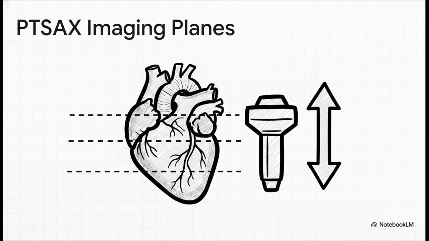Now, here is a massive practical tip for when you're actually out on the wards. Simply tilting the probe isn't always going to cut it. Movement across several intercostal spaces, literally sliding the probe physically up or down a rib space, might be totally necessary to capture all 4 of these short axis planes perfectly. It really all depends on your individual patient's anatomy.